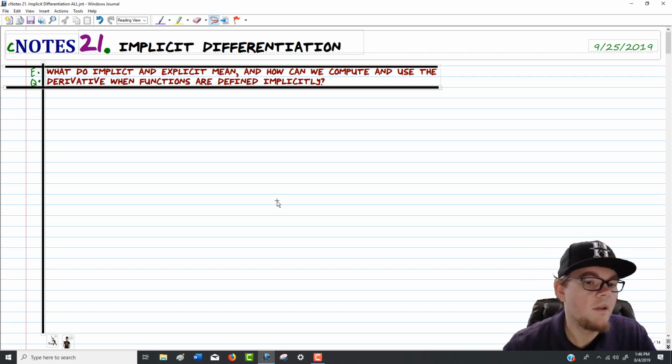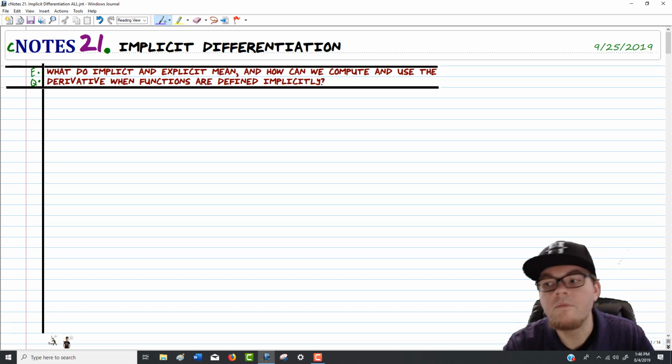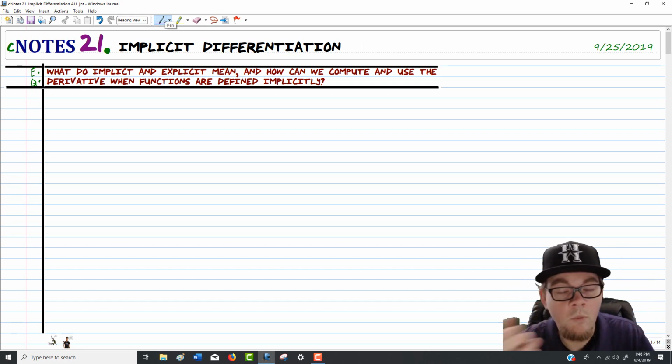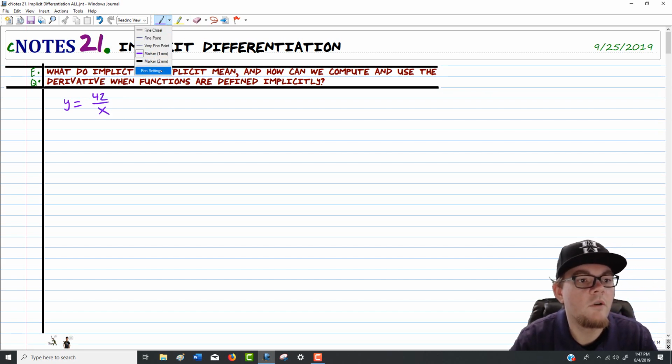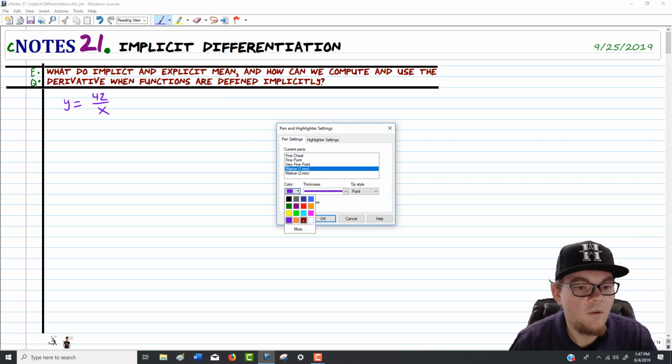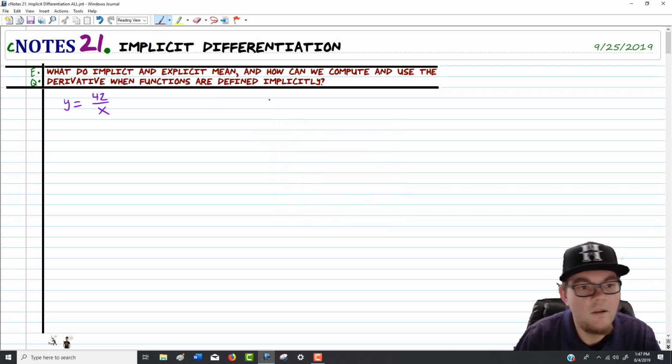So to begin with, before we can really start and talk about this new type of differentiation, it's important to establish why we might need such a new type of differentiation. So what I'm going to do is present to you two different relations. The first one is y equals 42 over x, and the second one is going to be 42 equals x times y.